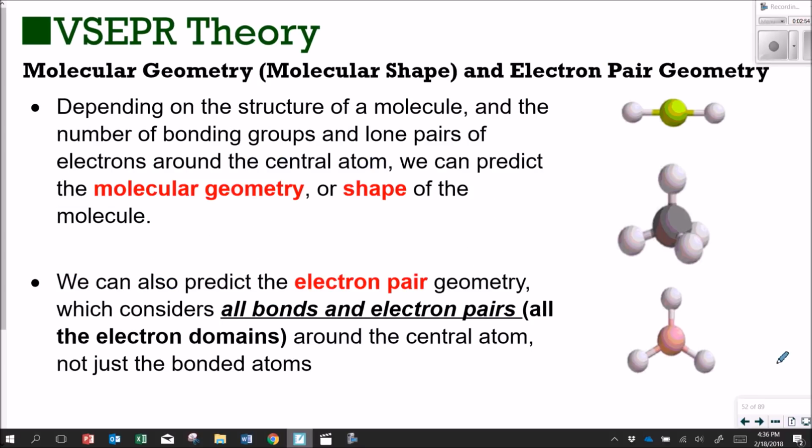Depending on the structure of a molecule and the number of bonding groups and lone pairs of electrons around the central atom, we can predict molecular geometry or shape of the molecule. We can also predict the electron pair geometry, and that one considers all the bonds and electron pairs, in other words, all the electron domains around the central atom, not just the bonded atoms.